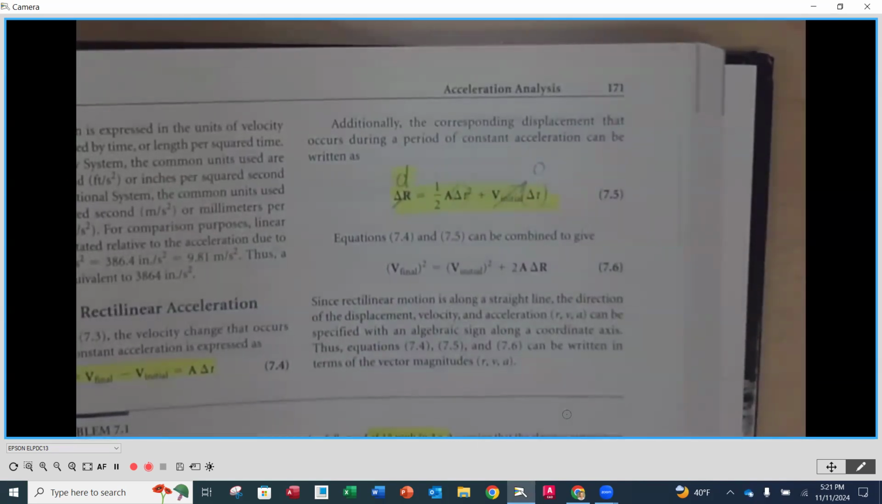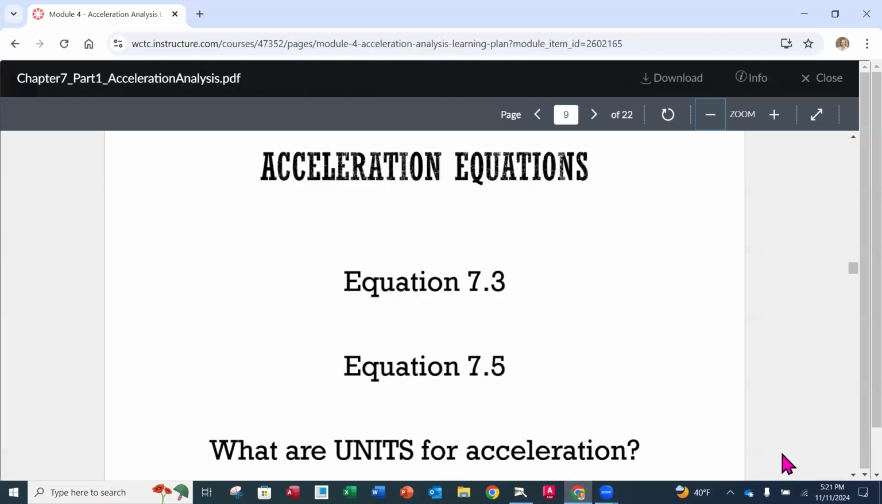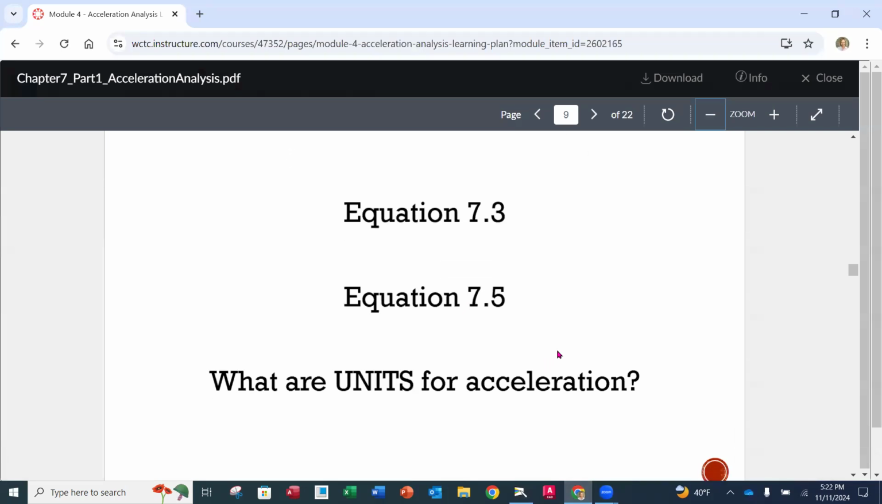All right. So let's go back using those two. Oh, before we move on, units of acceleration. Do you guys know what the units are for acceleration? What would we be expecting for the units of acceleration? Yes, distance over time squared. So many times we hear it in terms of inches per second squared, feet per second squared, millimeters per second squared, meters per second squared, right? So distance divided by time squared.